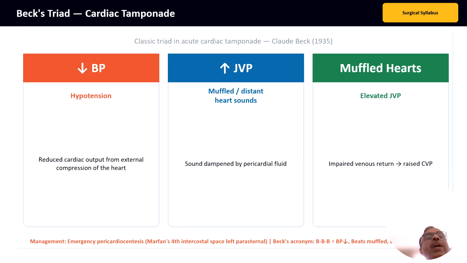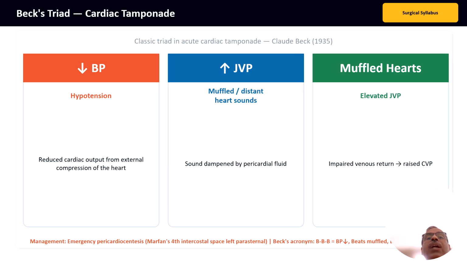Then we have Beck's triad, which is seen classically in cardiac tamponade. A classic triad in acute cardiac tamponade, first described by Claude Beck in 1935. Basically, it consists of hypotension because of reduced cardiac output from external compression of the heart, increased jugular venous pressure. We can also have muffled or distant heart sounds when you auscultate the heart. You can hear very distant or muffled heart sounds because the sound is dampened by the surrounding pericardial fluid.